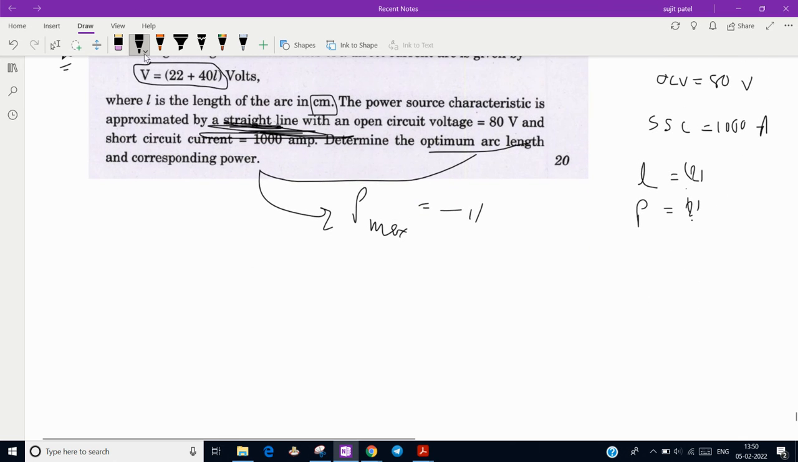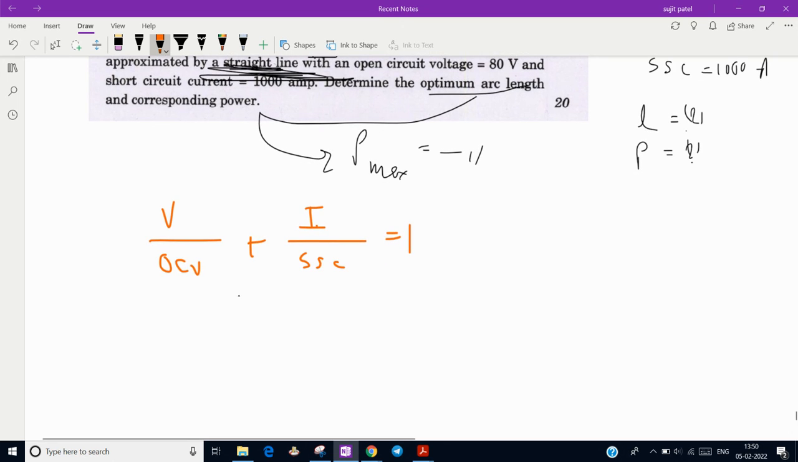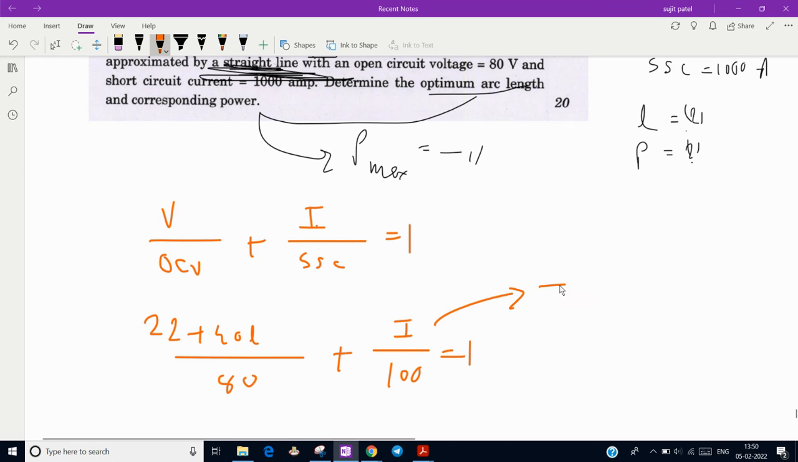First of all, for a linear characteristic, we know that voltage divided by open circuit voltage plus current divided by short circuit current is equal to 1. So we have 22 plus 40L divided by open circuit voltage 80, plus current divided by short circuit current 100, equal to 1. Now we have to find I in terms of L. When you solve this, you will get I as 5800 minus 4000 L divided by 80.